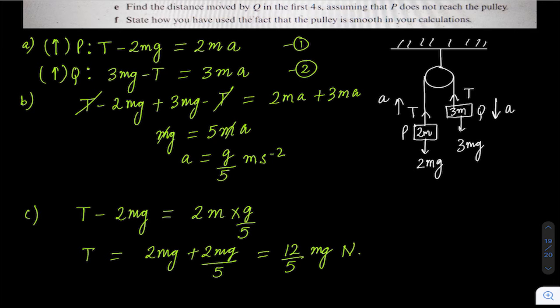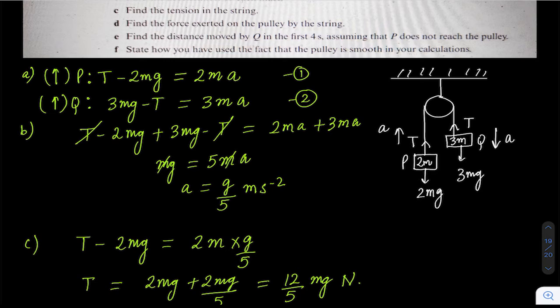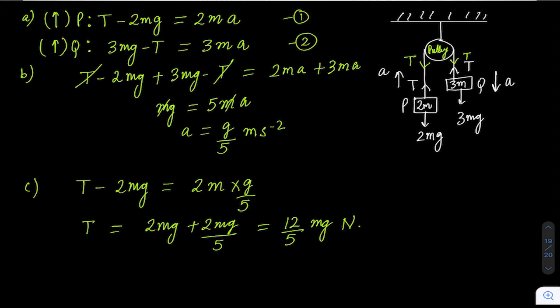Okay, next is find the force exerted on pulley by the string. Okay, so this is our pulley, and these are the strings. There will be a tension T like this, and there will be a tension T like this. So total force exerted by these two strings will be 2T, right? So this will be 2 times T, as you can see in the diagram. So my answer is 24/5 mg newtons.